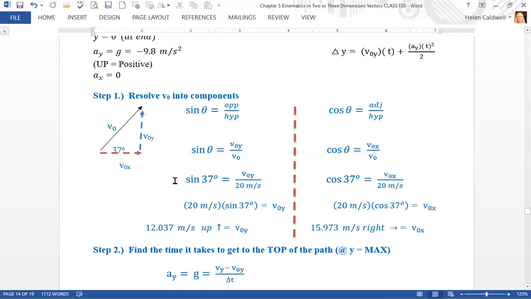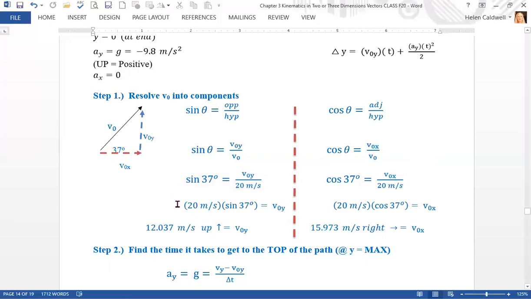And now we know some things. We know that our angle is 37 degrees, and we know that V0 is 20 meters per second. And now we multiply both sides. So 20 meters per second times the sine. Why do we multiply both sides by 20 meters per second? Well, 20 meters per second is in the denominator, and the way we get it out of the denominator is to multiply both sides by it. To undo division, you multiply. That will cancel it on the right and bring it up on the left.